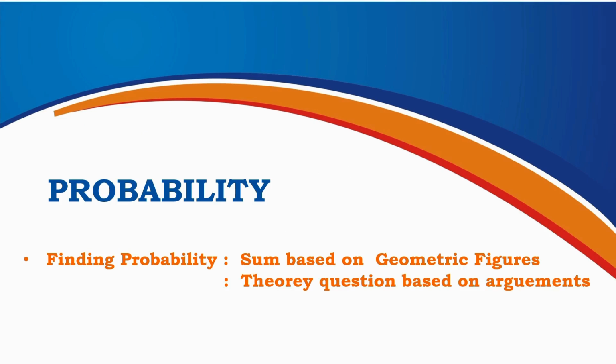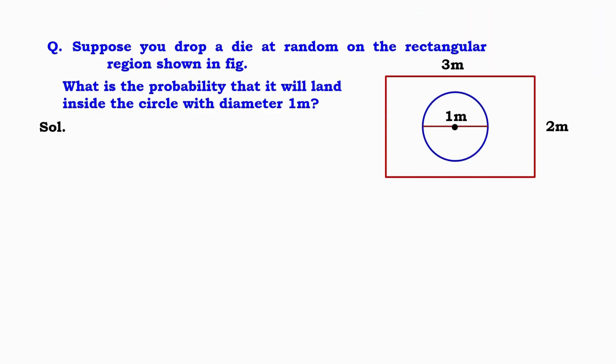Now the next topic of probability is finding the probability based on geometric figures and theory questions based on arguments. Let us take a look at the first problem. Suppose you drop a die at random on the rectangular region shown in the figure. What is the probability that it will land inside the circle with diameter 1 meter? There is a rectangular area, and inside that rectangular area there is a circle given. We need to find the probability that the die will land inside the circle.